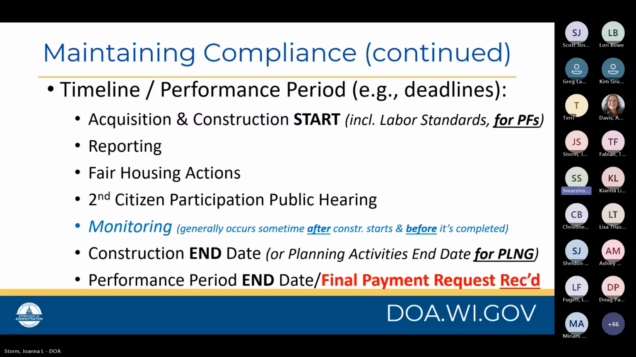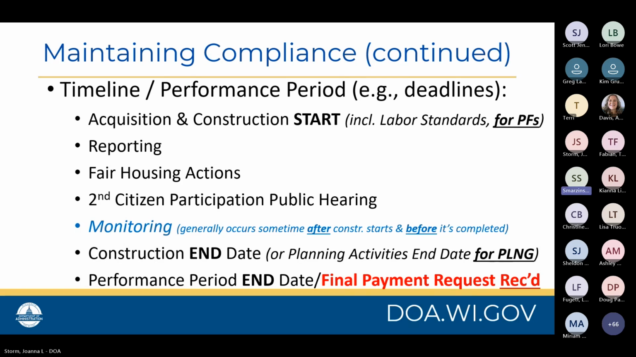We will now cover some important timeline and performance period highlights. For PFs, the construction start date is on or before July 1st of the first construction season. For planning contracts, planning activities generally need to begin within 6 months of the grant award. Refer to your executed grant agreement for more information. Other programs may have different required start dates. Refer to your executed grant agreement for more details.